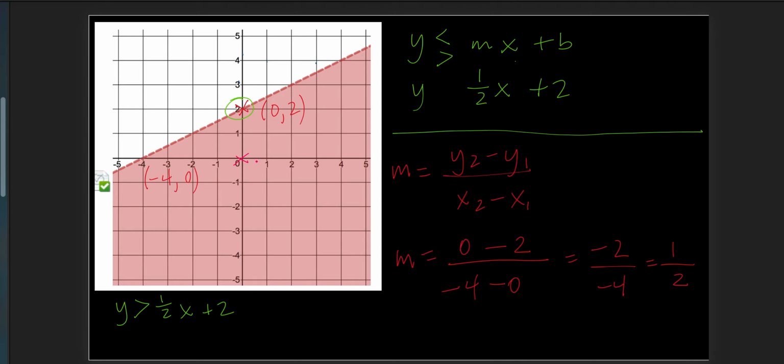So 0, 0, that's the coordinates of that point right there. x is 0, y is 0. So I'm going to plug that in and see if I get a true statement. If I do, I know that the symbol should go this way. It represents this side of shading. If I don't get a true statement, I know I need to put the symbol the other way in my answer.